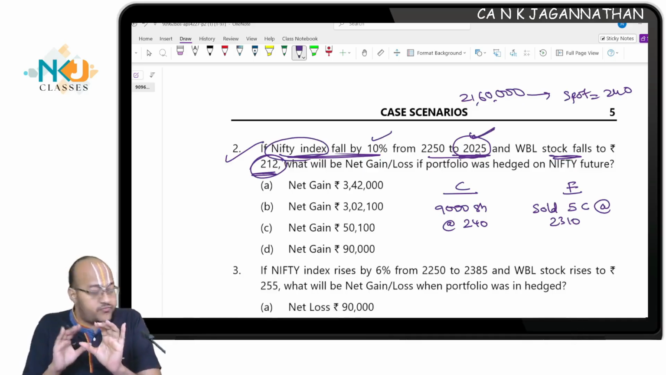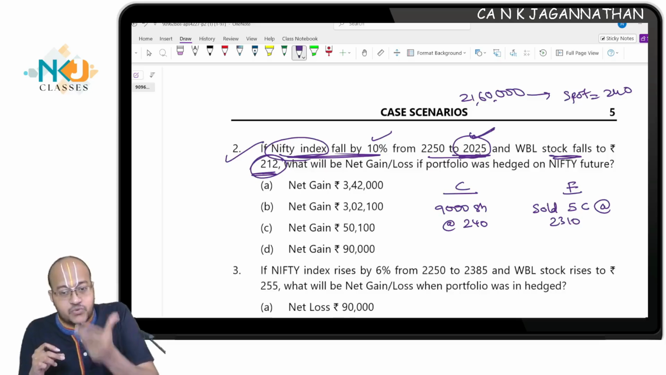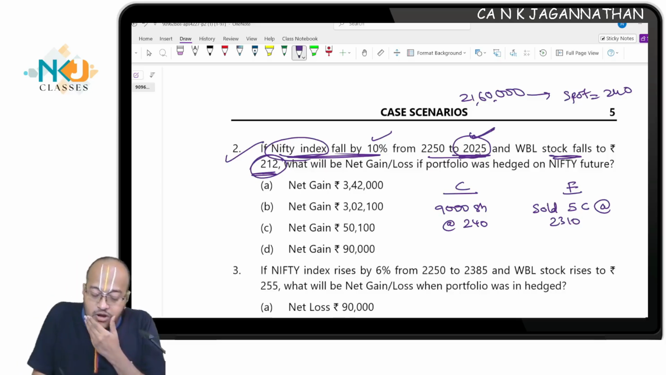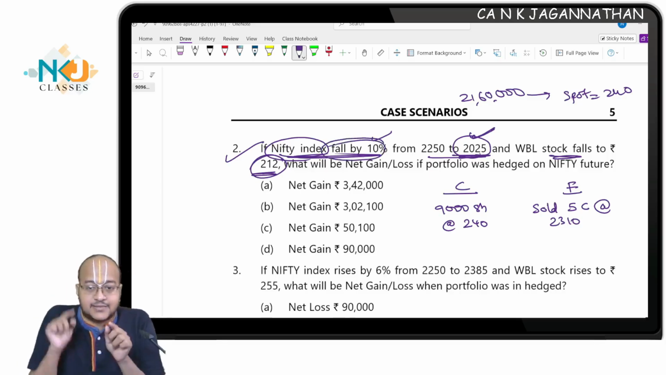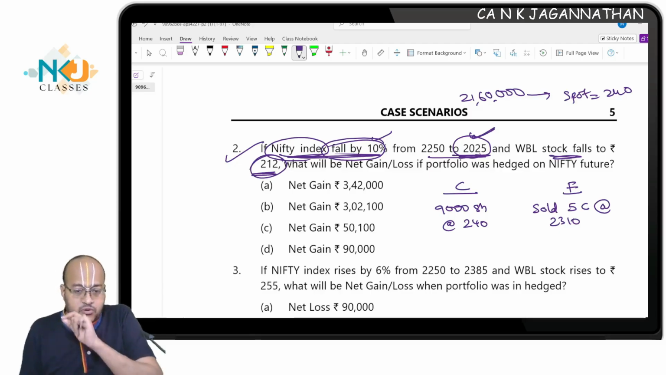Are you all understanding? Two different things. Nifty future: just like you have stock futures, you will have index futures. And the index fall need not be the same 10% as the underlying index. It may be different, but we will assume lack of clarity is there. Like this, one question is also in the descriptive part of the institute.